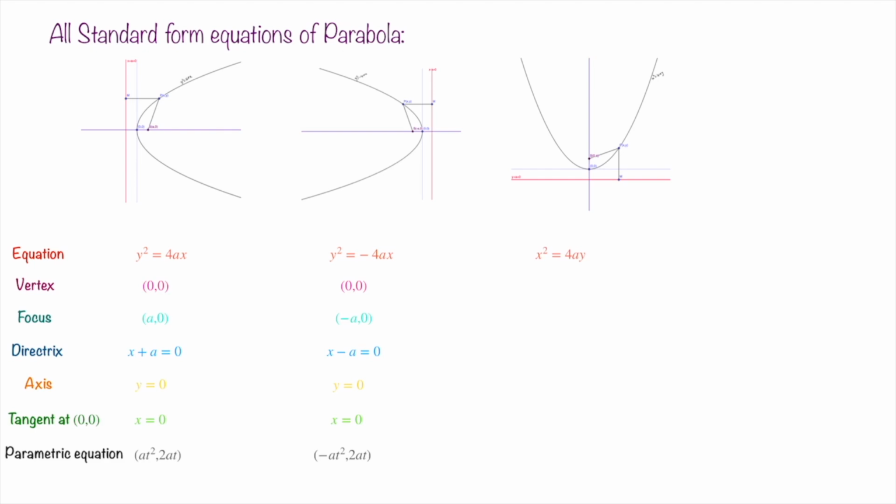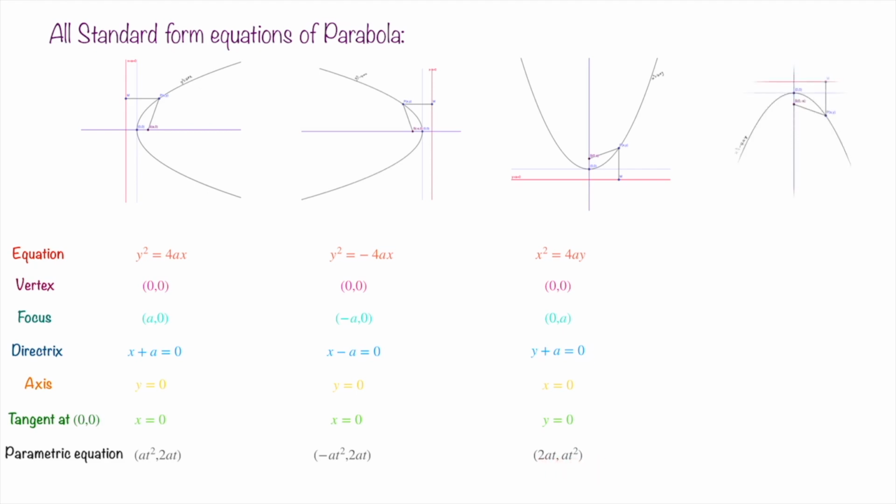You will derive this equation by taking focus to be 0 comma a, which is sitting on positive y-axis, and directrix to be horizontal line y plus a equal to 0. Here the vertex is going to be 0 0 and the focus is 0 comma a. Directrix equation is y plus a equal to 0 and axis is y-axis whose equation is x equal to 0 and tangent at vertex is going to be x-axis whose equation is y equal to 0. Here the parametric equation is going to be x equal to 2at, y equal to at square.